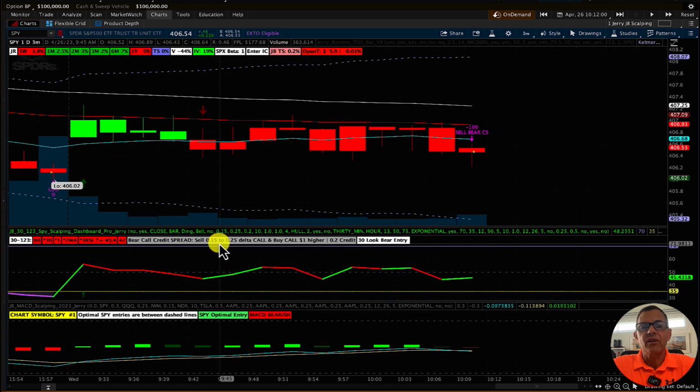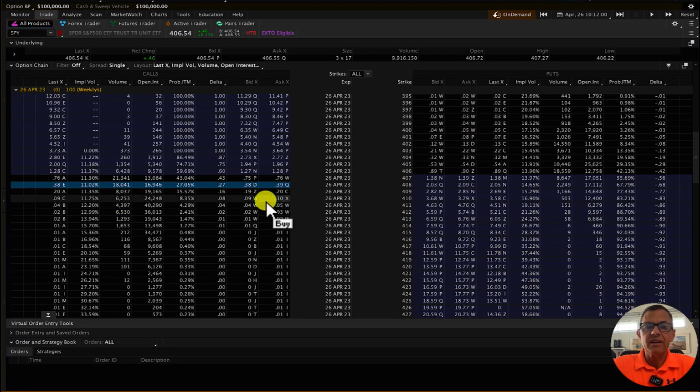credit spread. And our instructions are to sell approximately a 0.15 to a 0.25 delta call and buy the call $1 higher. Our goal is to get about a 0.20 credit, and again, we're looking for a bear entry. So we're going to come up here, click on the trade button, and here we can see we've got the calls for today, which right now is going to be the 26th of April, which corresponds to our date right here. And what we want to do is look for about a 0.25.